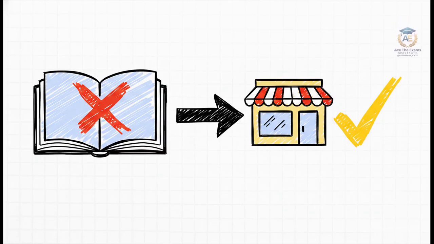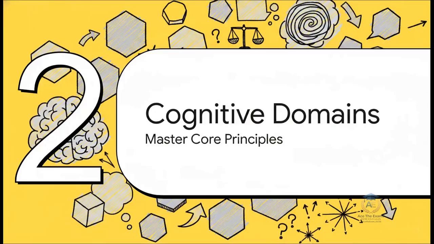The examiner doesn't want a textbook definition. They want to know how that error affects this specific business. Context-specific application is the foundational key to unlocking high tariff questions. Don't forget it. Moving on to Section 2, Mastering Core Cognitive Domains.